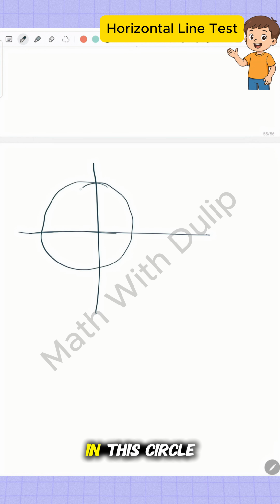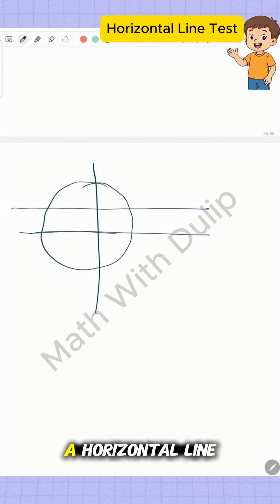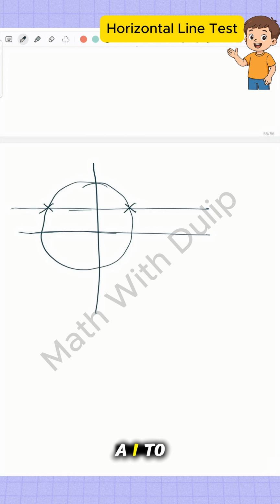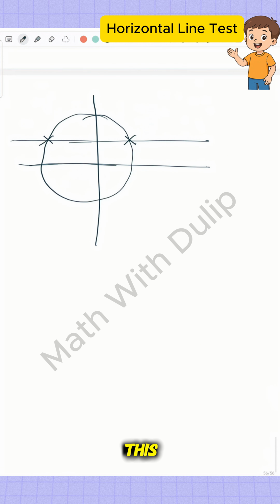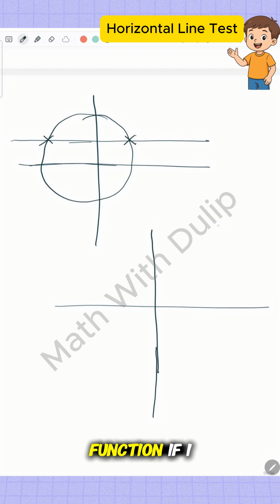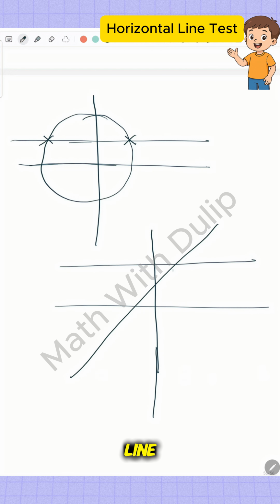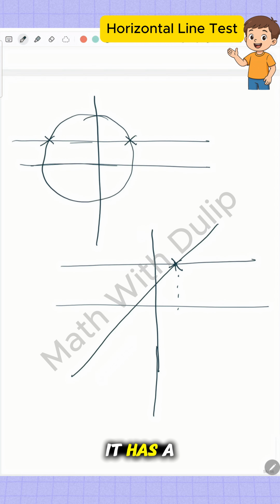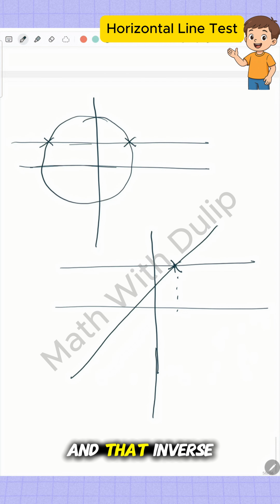Look at this. In this circle, if I draw a horizontal line and it touches more than once, it means that it doesn't have an inverse function, which is also not a function. It doesn't have a one-to-one relationship. But look at this linear function. If I draw a horizontal line, it touches only one time and it has a one-to-one relationship. It means that it has an inverse function, and that inverse function is also a function.